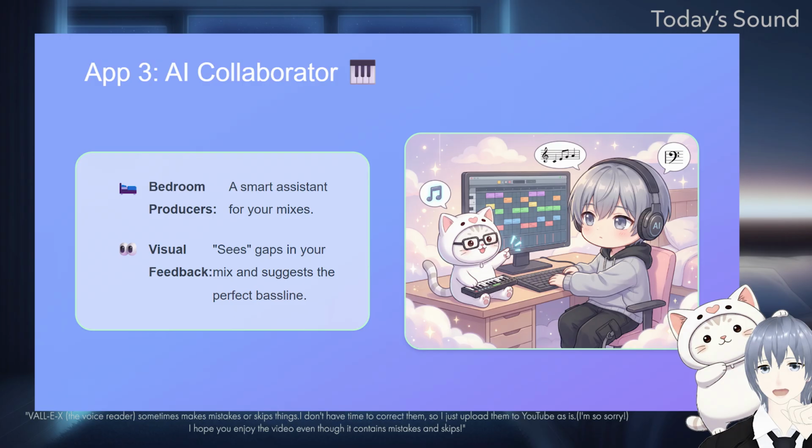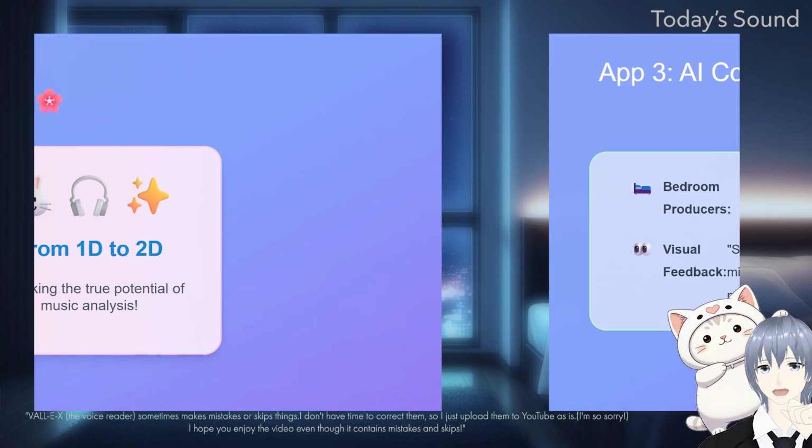Let us talk about everyday music creation. If you are an amateur musician making beats in your bedroom, you could have a smart assistant powered by this technology, who could listen to your incomplete track. And because the artificial intelligence understands the music as a visual grid, it could say, hey, you have a lot of energy and high frequencies here, but the low end is empty. Maybe add a bass line that follows this specific rhythmic pattern. It could literally see the gaps in your mix and suggest exactly what is needed to make the song sound professional. It turns the artificial intelligence into a collaborator that sees the music exactly the way you do.